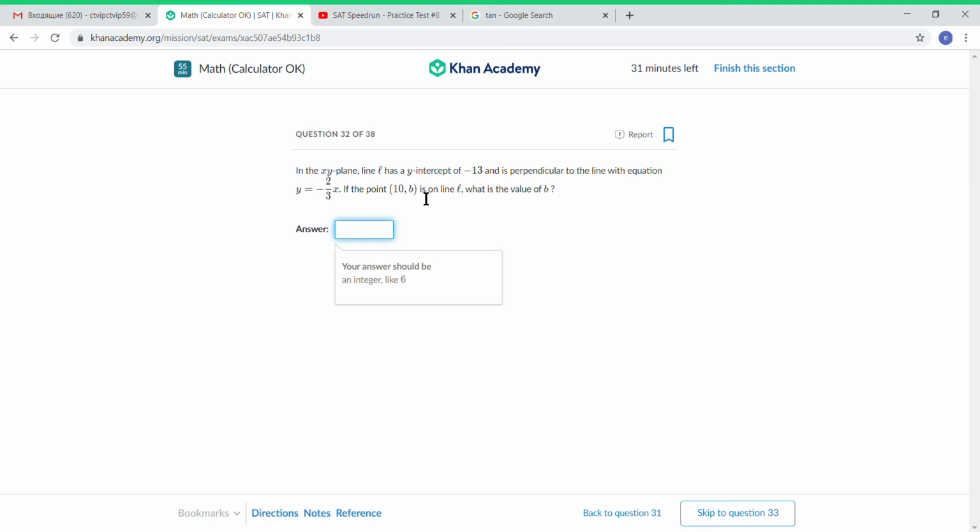Wait, what is B? Perpendicular to that. Okay, so it's 3 over 2. So 3 over 2 minus 13. 3 over 2 is going to be 15 minus 13, which is going to be 2.